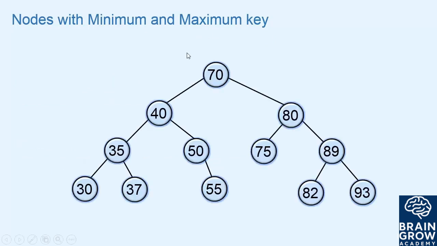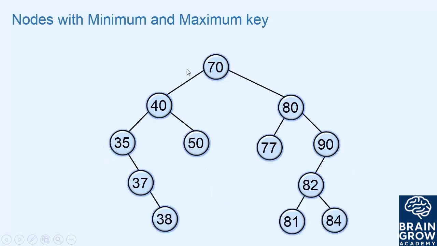Now in this tree, to find the smallest key, we start from the root node and we move left. Now we reach a node that has no left child. So this is the node with the smallest key. Now to find the largest key, we'll again start at the root node, and this time we'll move right till we reach a node that has no right child. So this is the node that has the largest key. In this tree, this is the smallest key and this is the largest key.